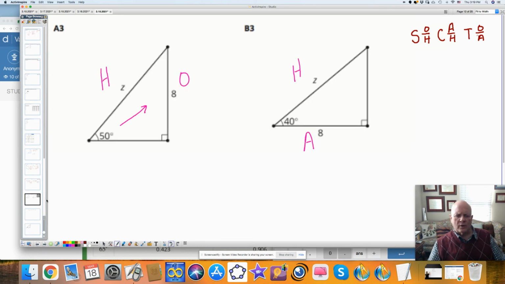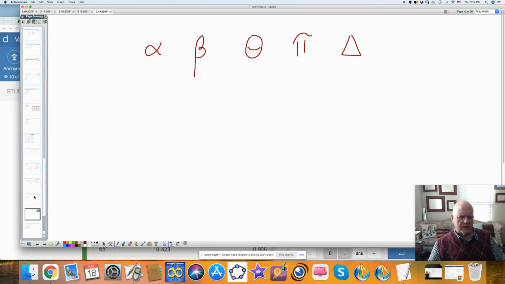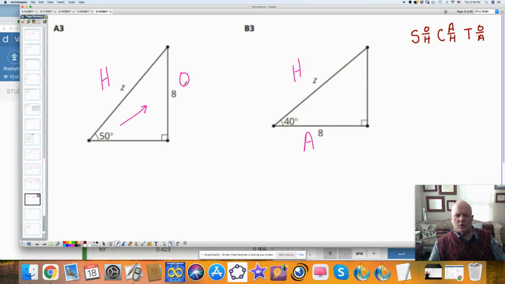Let's try one more. In this one, I guess I didn't set it up. So I'm going to use opposite over hypotenuse. This would be the sine. The sine of 50 is equal to 8 over z. I end up with z is equal to 8 over the sine of 50. If you don't believe it, try working it out. Look at the previous problems to see why I got this.